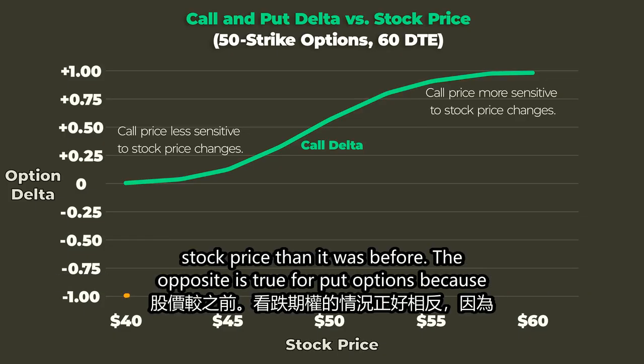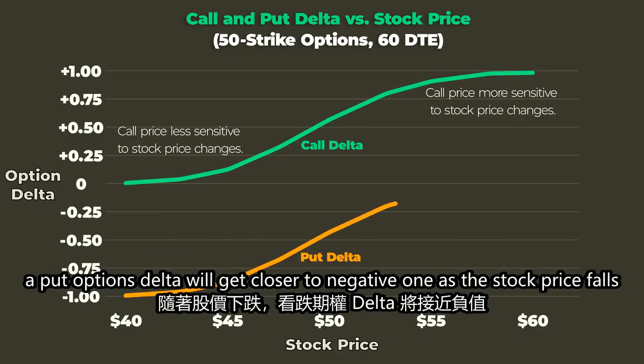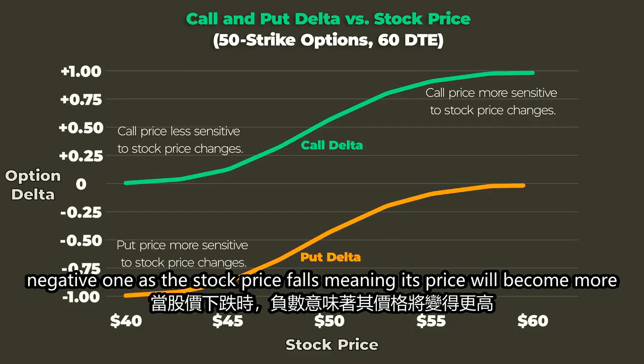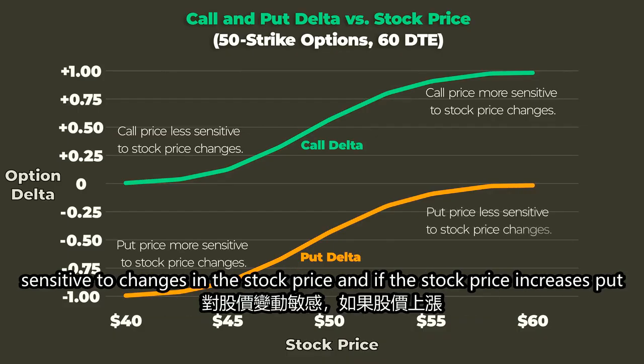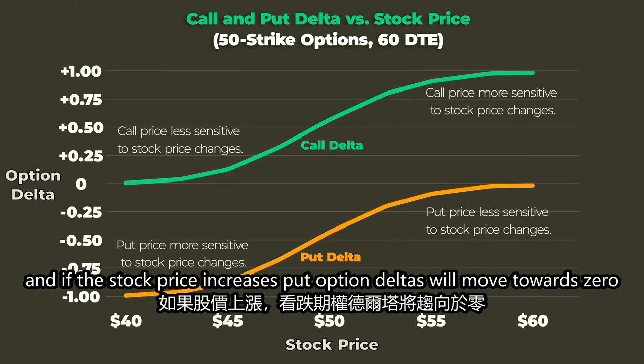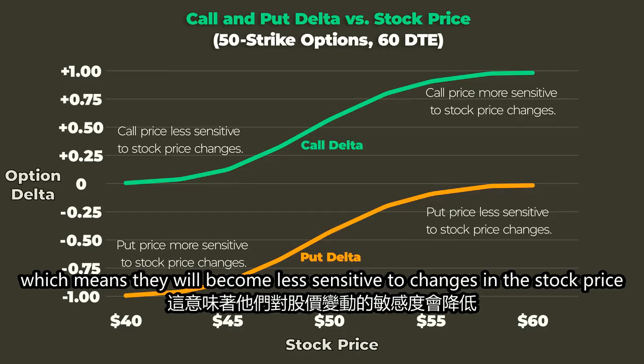The opposite is true for put options because a put option's delta will get closer to -1 as the stock price falls, meaning its price will become more sensitive to changes in the stock price. And if the stock price increases, put option deltas will move towards 0, which means they will become less sensitive to changes in the stock price than they were before.